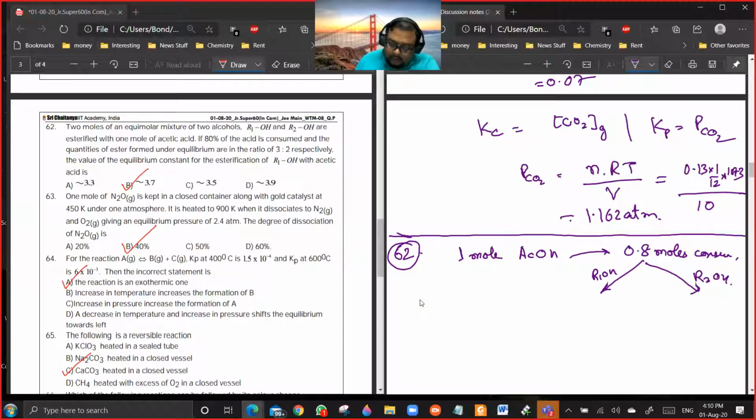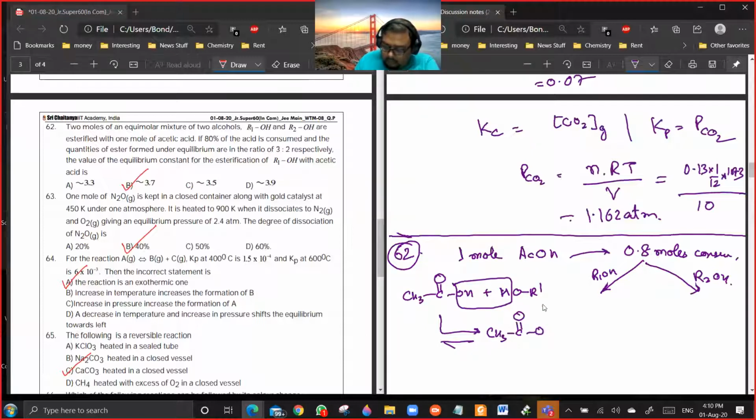If the esterification reaction is something like this: CH3C double bond OH plus HOR1. This will give an equilibrium. You see, water goes out, and you'll be getting CH3C double bond O R1 plus H2O. So if you are using X moles of this, you will be getting X moles of ester. Getting my point? Yes or no?